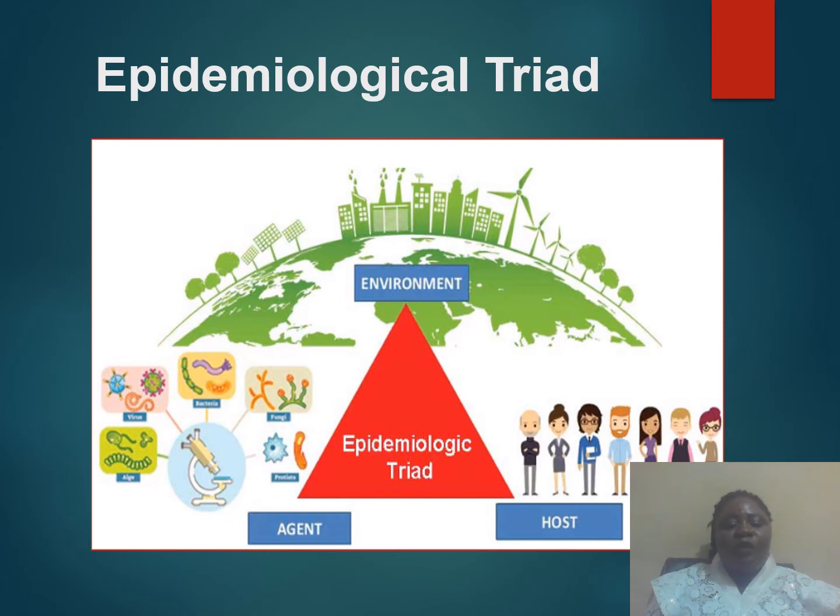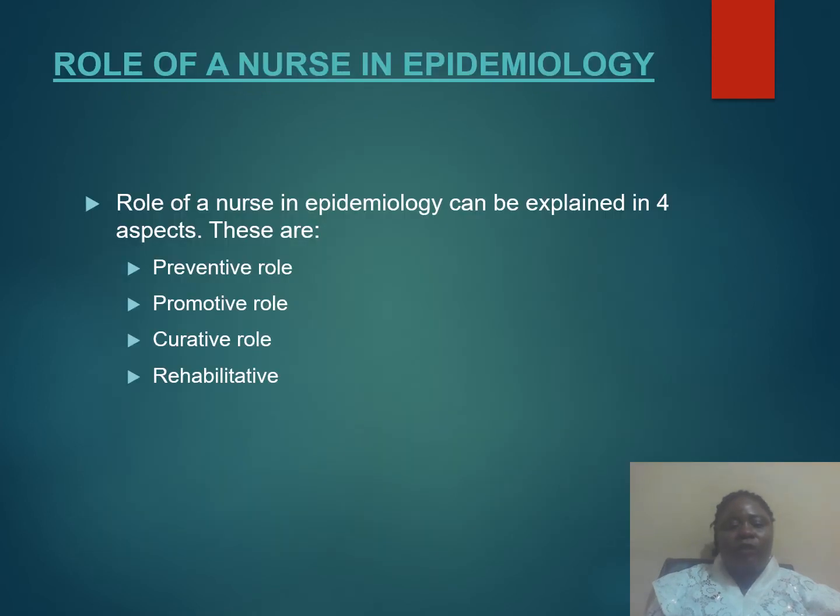Now let's move to the epidemiological triad. Looking at this diagram, the epidemiological triad can be divided into three: the environment, the agent, and the host. Looking at the diagram, they are interrelated. That is, the environment, agent, and host are interrelated. So they are all interrelated.